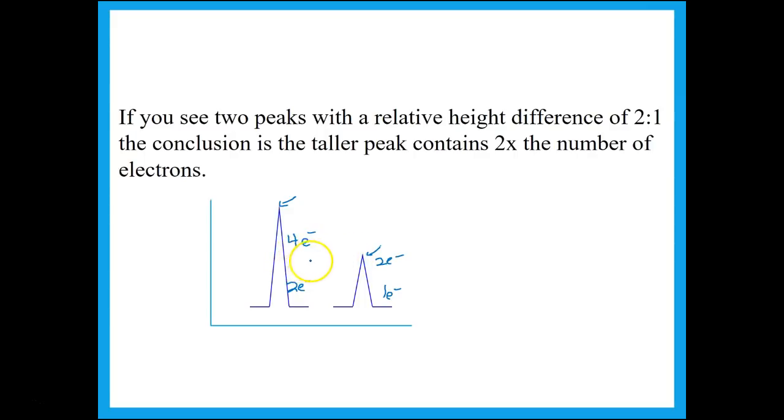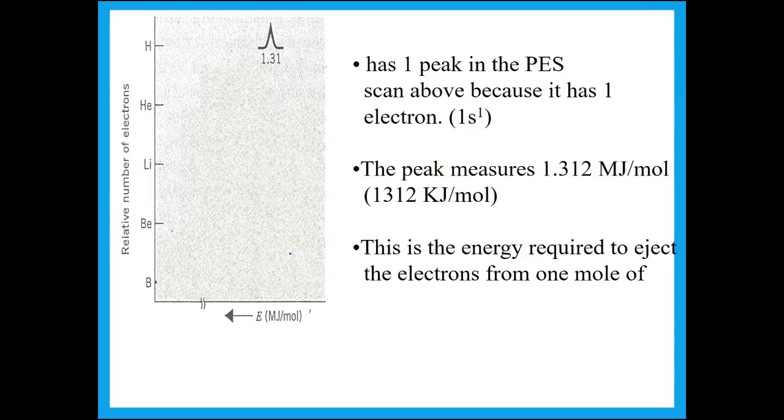And sometimes we don't see a scale on the y-axis, so it's going to be a little bit more difficult to see those things. So if we look at this very carefully here, we start seeing some things. Here is a hydrogen atom. We see hydrogen has one peak on the PES scan at 1.31 megajoules per mole. Okay, that basically is equivalent to 1,312 kilojoules per mole, which we know is the ionization energy. That's the minimum energy required to remove an electron. Remember, to keep it moving, though, it's got to have more energy.